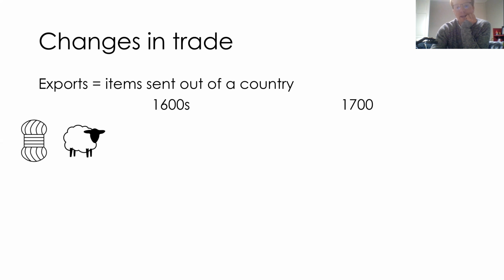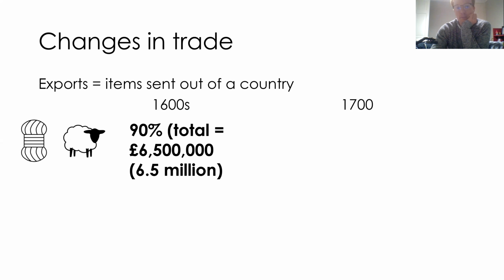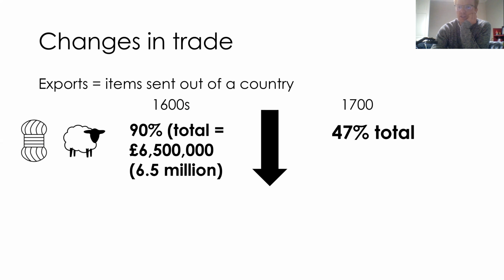So mainly we exported things like wool, which we got from sheep. Okay, that was about 90% of our exports, which amounted to about £6.5 million, a huge amount of money. But then that started to decrease into the 1700s, and it only accounted for 47% of the total. So what we need to look at is what that other 53% was.